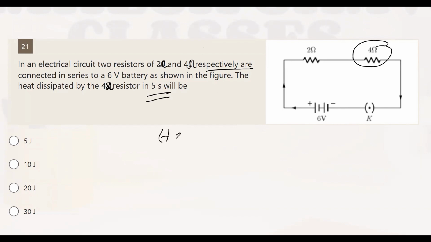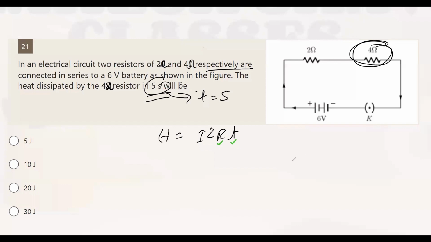What we know from Joule's law of heating is H is equal to I square R T. So you may say, sir, we know R, that's correct. And we also know the time here. T is 5 seconds. So we know the time. What we don't know is the current, so we have to find the current.